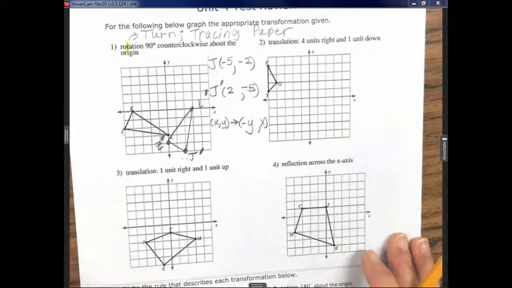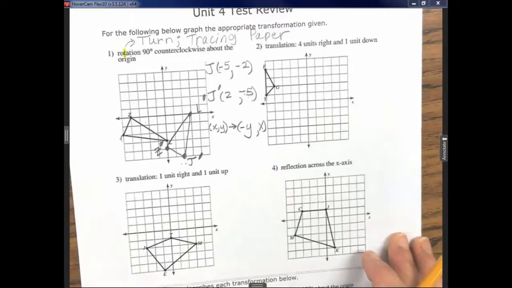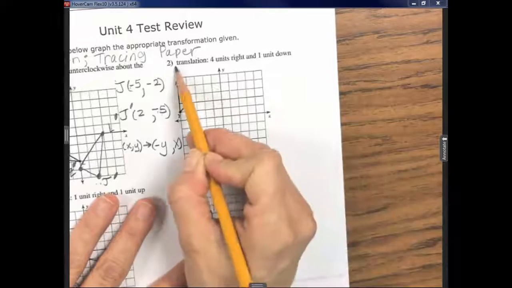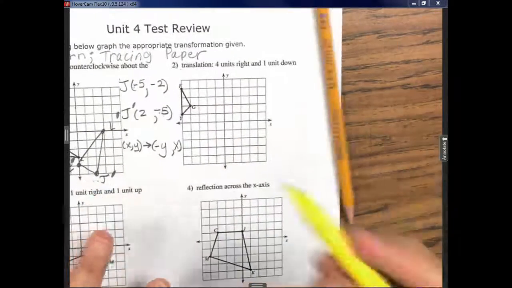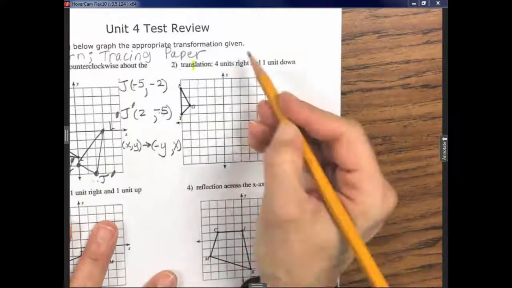So let's go ahead and take a look at number 2. Translation. So for translation, I'm going to highlight the letter S because what else starts with S?